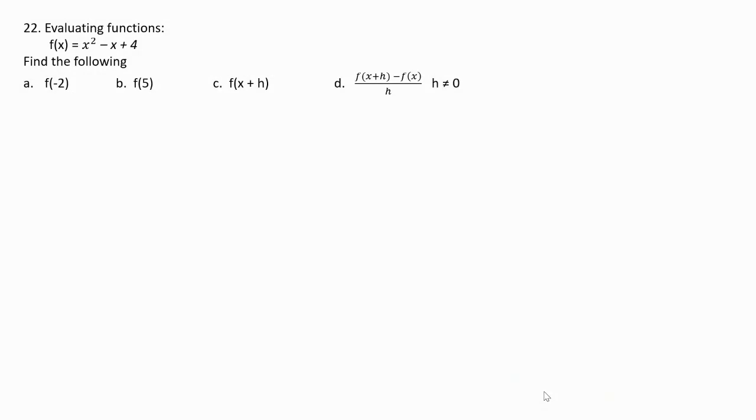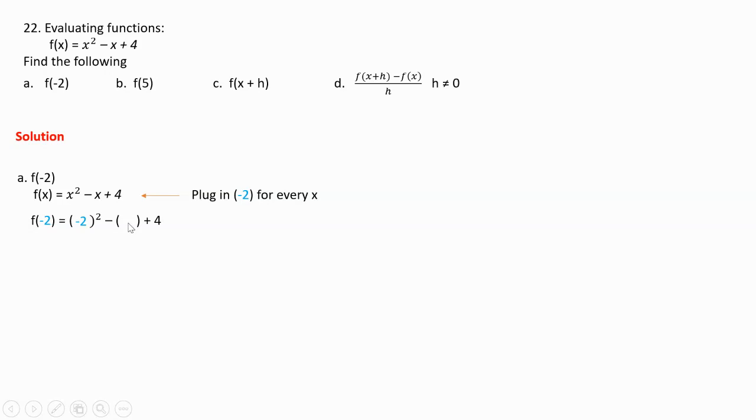Now we're going to be evaluating functions. For evaluating functions, all we do is plug in. For example, if we're doing f of negative 2, all we do is plug in negative 2 for every x. Okay, so it's going to be negative 2 there, and also for the negative x's. And now we evaluate it, so it's going to be 4 plus 2 plus 4, which gives us 10. So f of negative 2, the solution is 10.